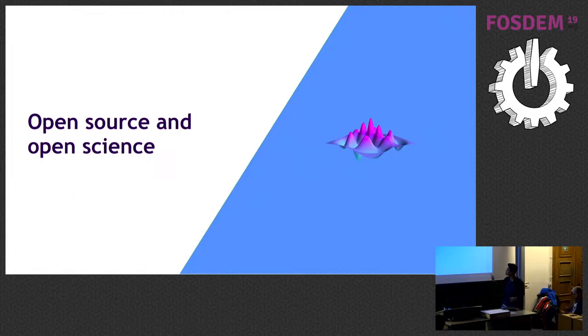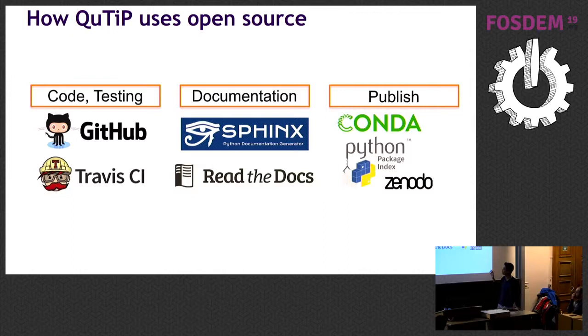So this brings me to the last part of the talk, which is open source and open science. So how does QuTiP leverage open source? This is one of the workflows I was discussing with my friend who is very involved with NumFOCUS about this. And the title of this slide was how to open source your code. Then he was explaining to me that this is not the only way. Of course, you have many different ways. But this is how QuTiP is doing it right now.